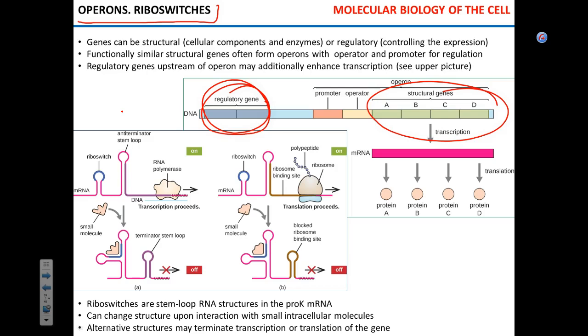Does that make sense? So each operon consists of the structural genes, promoter and operator sequences, whose function we're going to discuss later, and sometimes regulatory genes that additionally control the transcription, the genetic expression of the genes that are part of the operon.